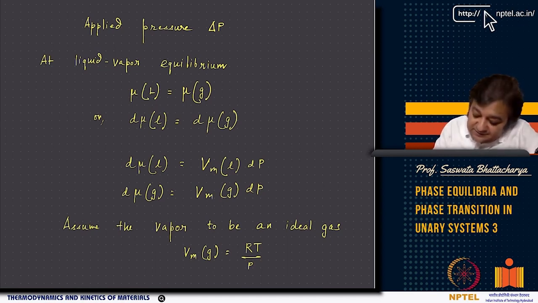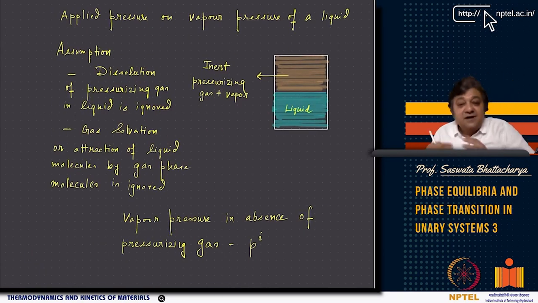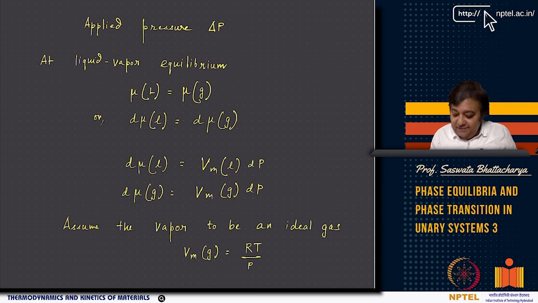So, d mu, that means the differential change in molar free energy of liquid, has to be equal to d mu of gas, right? So, basically mu liquid equals mu gas. From here this relation follows. Now, d mu L is Vm liquid dP, right? And d mu G is Vm gas dP, right? Now, assuming the vapor to be an ideal gas, if you assume the vapor phase on liquid to be an ideal gas, often that's a valid assumption, you will see that Vm can be written as RT by P.